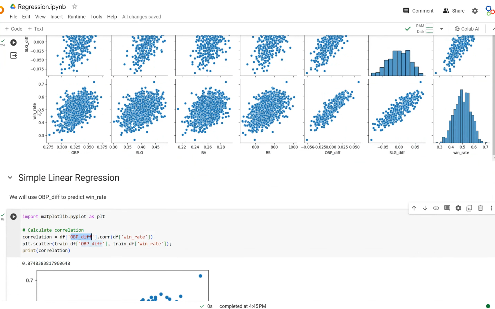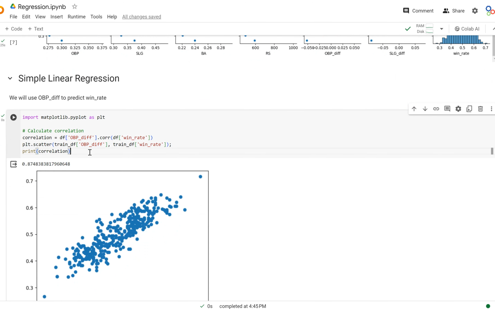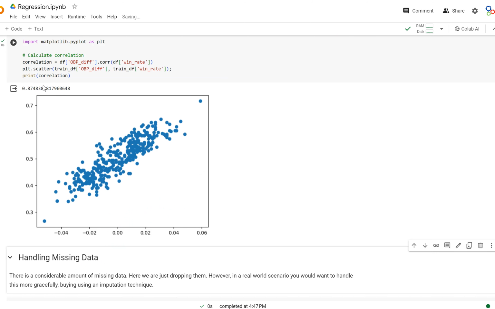We're trying to predict the percentage of games that a team's going to win in any given year based on how much more they got on base versus the other teams that they played that year. And we saw that there was a strong linear relationship, or what looked to be one, between on-base percentage difference and win rate, as well as slugging percentage difference and win rate. And they were really close, so I'm going to test it real quick to see what the correlation is between on-base percentage difference and slugging difference.